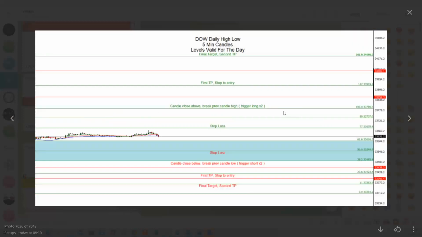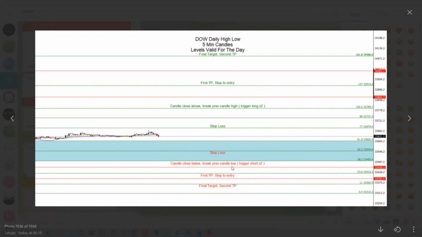On the Dow daily high low, currently between levels of 61.8 and 77. If you look at the moving averages, looks like trend is slightly down, 21 is above 8. So with that, we want a candle close below 38.2, break previous candle low to aim for the 23.6 first TP, 11 second TP, and stop loss being at the 50.